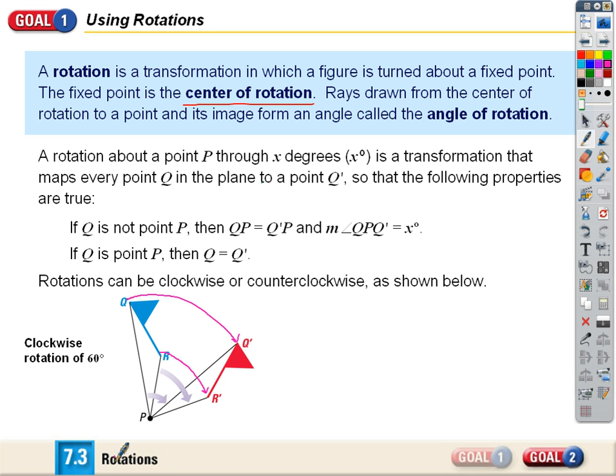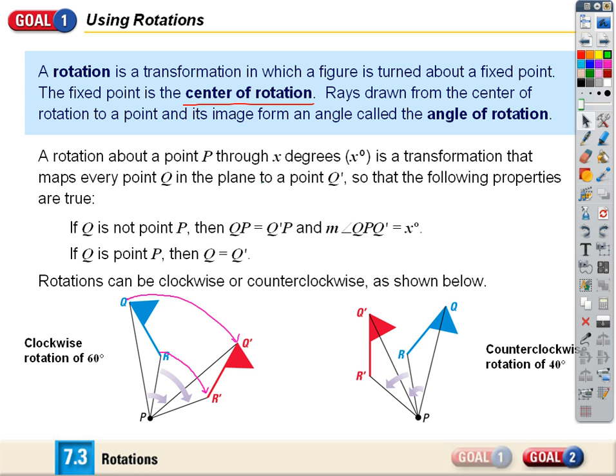And of course, we could rotate in either direction. We could go clockwise, or we could go counterclockwise. And we get the same kind of thing happening. The rotation still has the same characteristics, just in the opposite direction. Okay? Questions on that so far? Does that make sense? Okay, just some terminology.